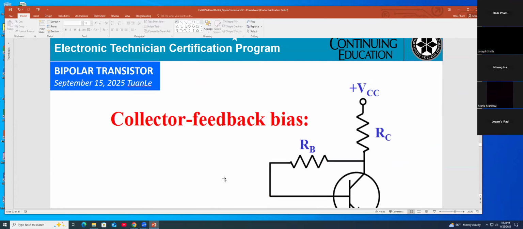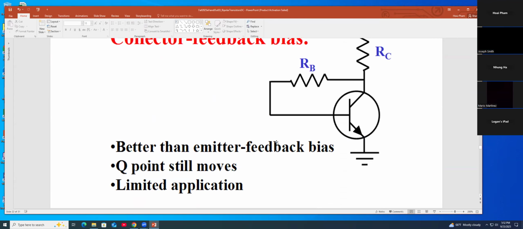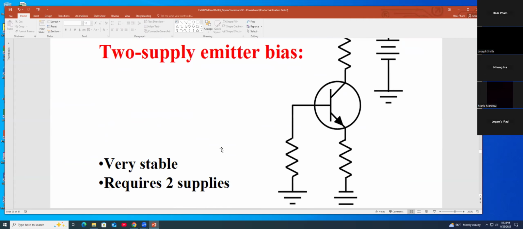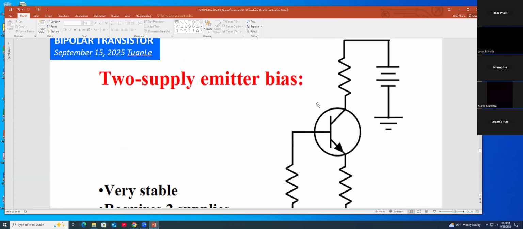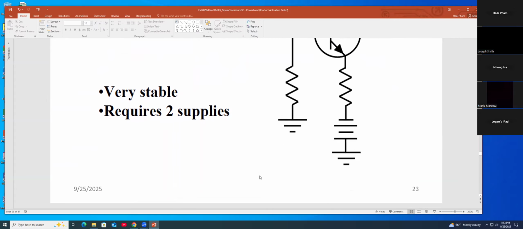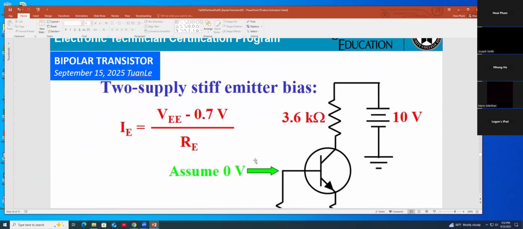Next, collector feedback. Better than emitter feedback, but Q point still moves. Limited application. That's why you never see them using it. Two supply emitter bias. That means they're using one power supply and another power supply. That's not good. The thing is you have to spend more money on the power supply to supply emitter bias.